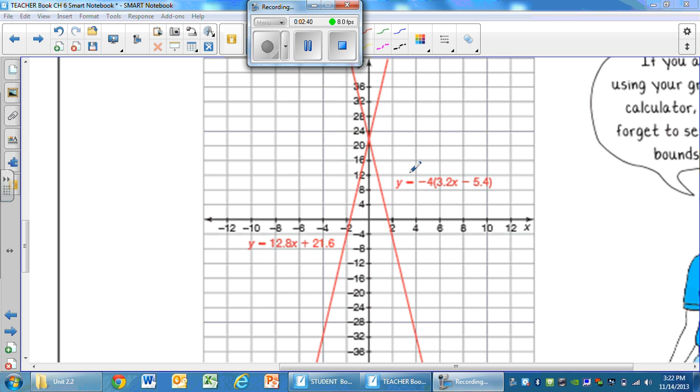So type in your calculator y1 equals negative 4 parentheses 3.2, and you can even put a multiplication sign here if you want between the 4 and the parentheses so your calculator knows. 3.2, where there's an x, you can put x. The x key, if you have the graphing calculator, you're going to do second, the little blue button, and then the x. Actually, no second.